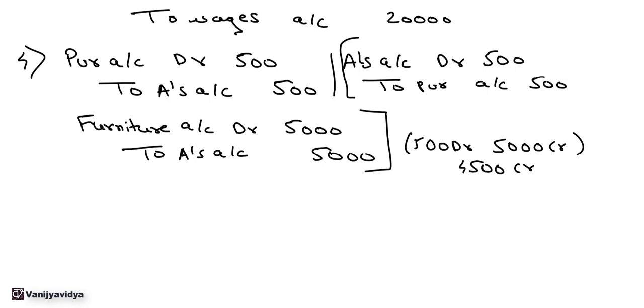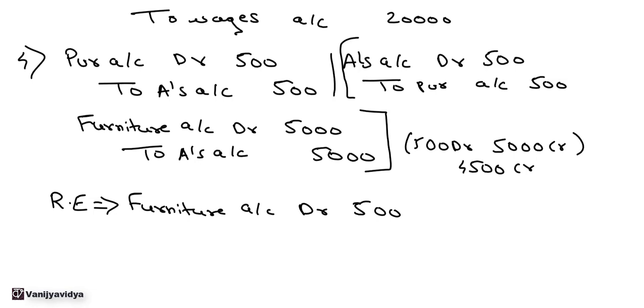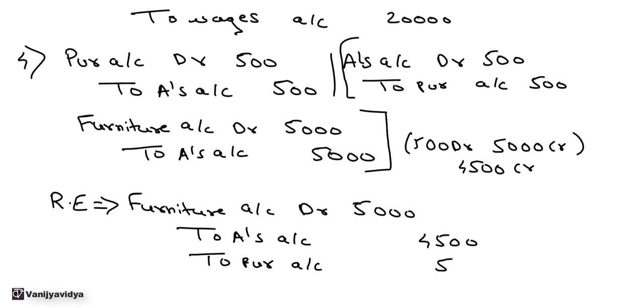Then to purchases account 500. So the rectification entry will be furniture account debit 5000 to A's account 4500 to purchases account 500. So what has happened is we have taken out the purchases of 500 from your normal purchases.